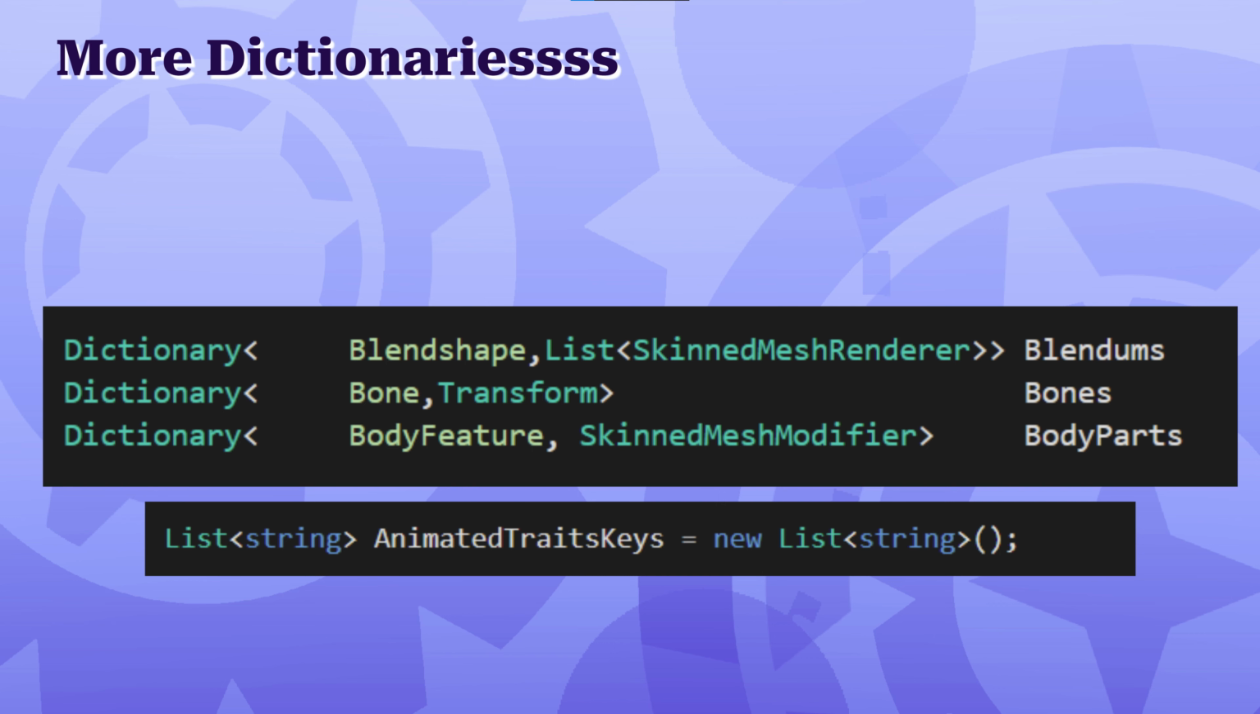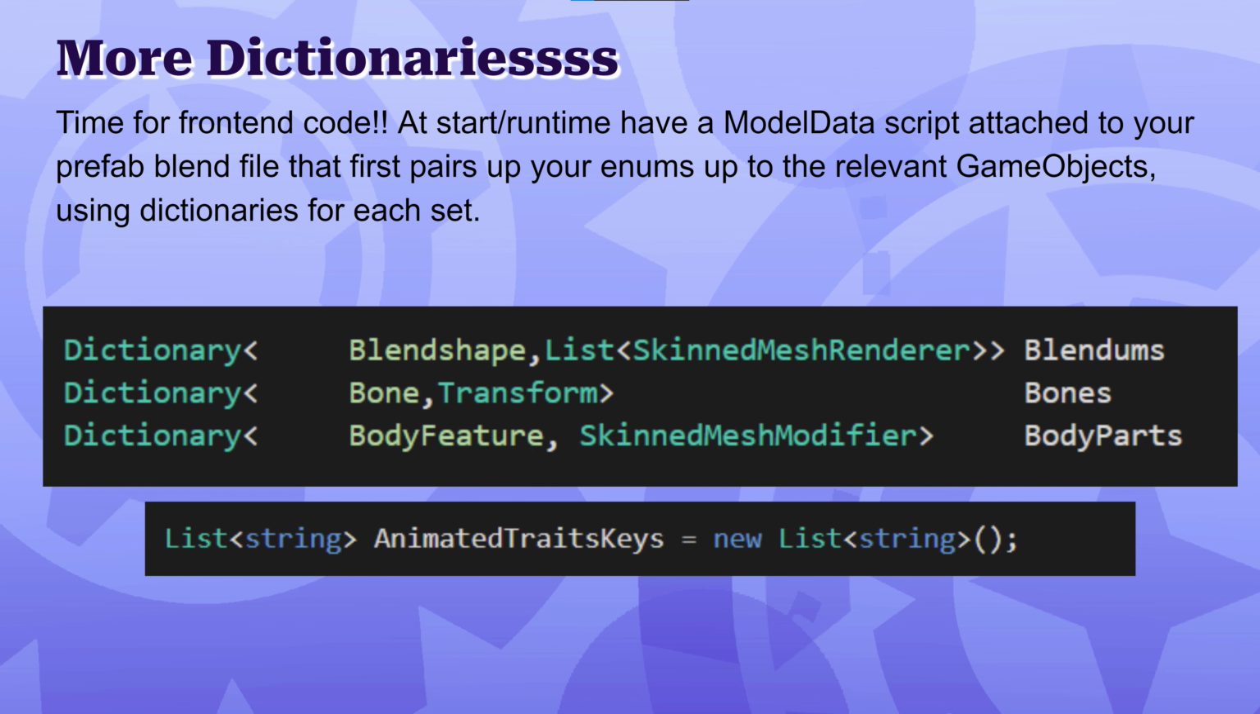So at start or runtime, you want some kind of model data script attached to your prefab blend file that pairs up your enums to the relevant game objects using dictionaries for each set: blend shapes, the bones, and the body parts, so that all you have to do to find the skinned mesh renderer is reference that enum. So that's why we're hooking all of this up this way. If you named all of your enums the same as your bones and blend shapes and meshes, you just check for those when you're looping through, and it should be pretty easy to hook everything up in an accessible way.